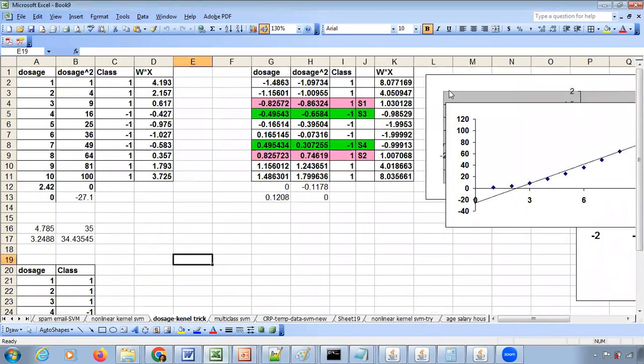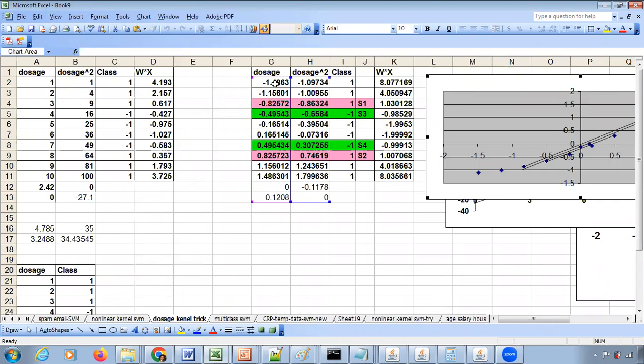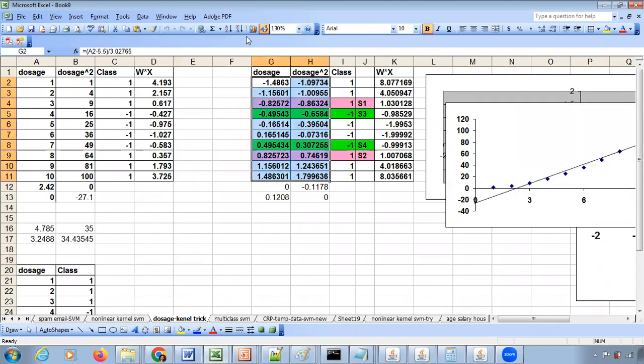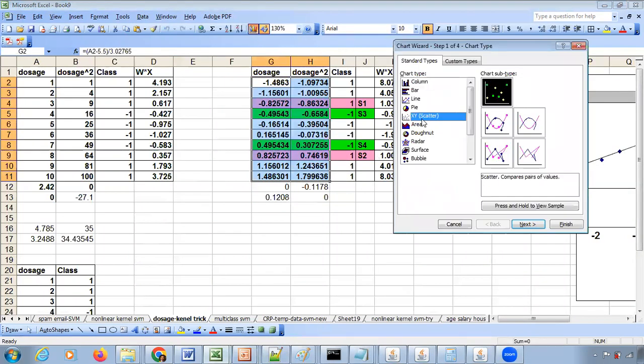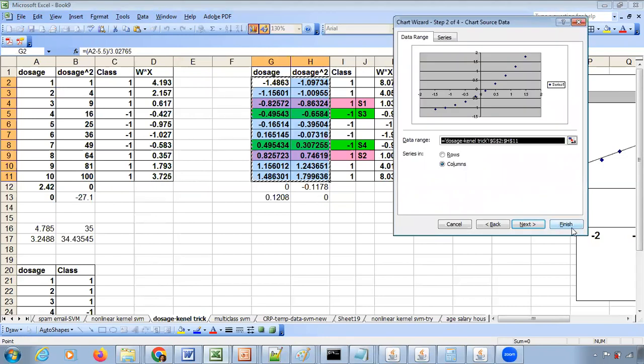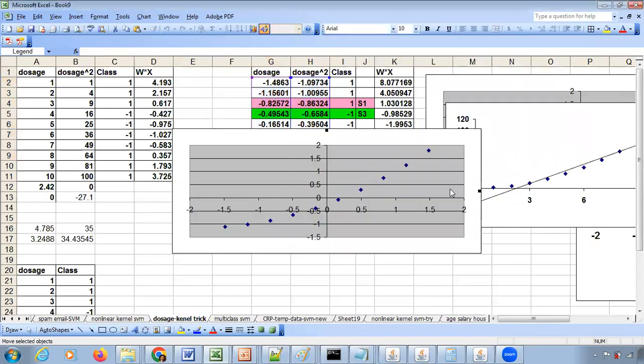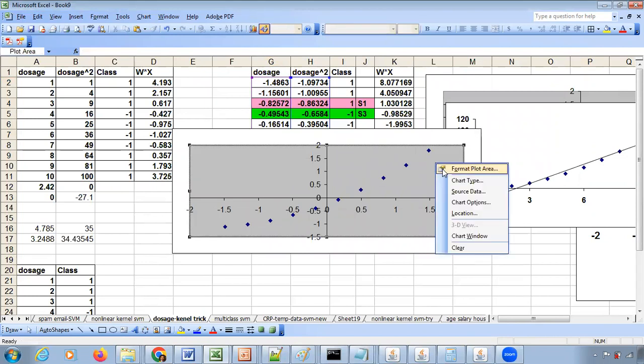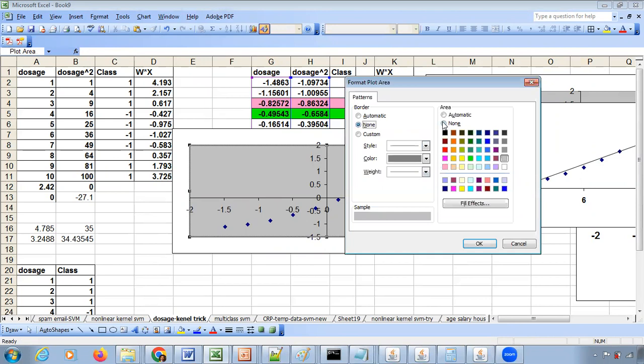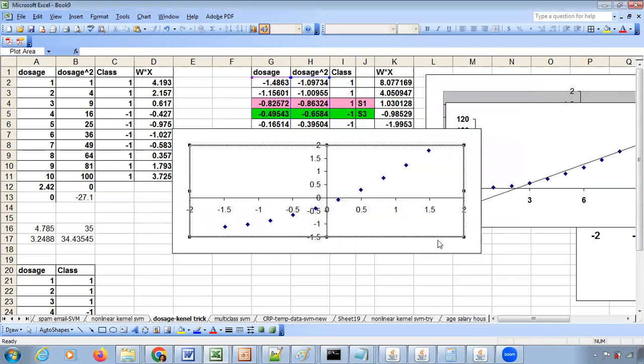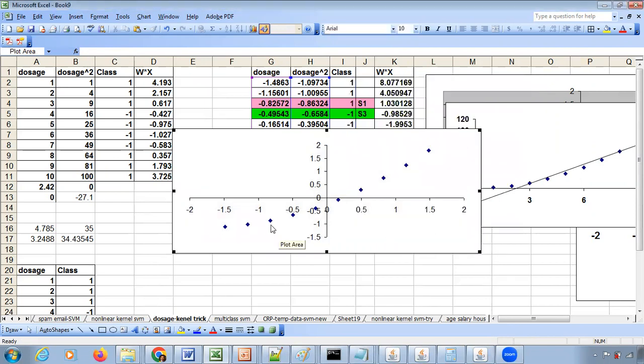Okay, it's here. So if you plot this, this is what it is. This is dose x1 versus x2, the normalized scale for dosage and dosage square. All right. So these three are class 1, these three are class 1 as well, and the middle 4 are class -1.